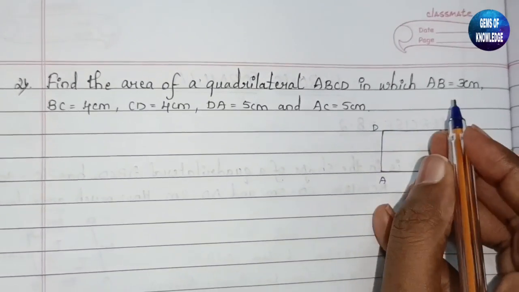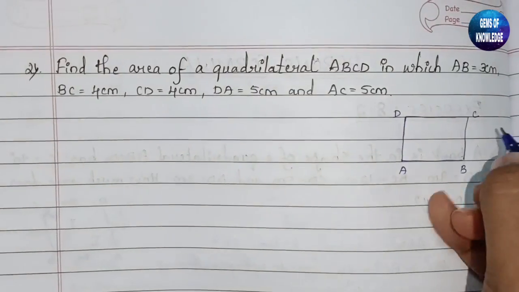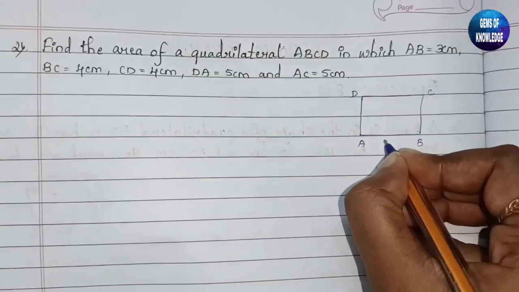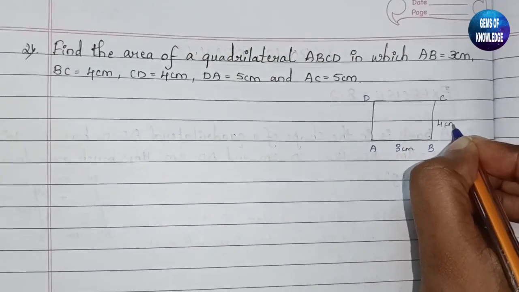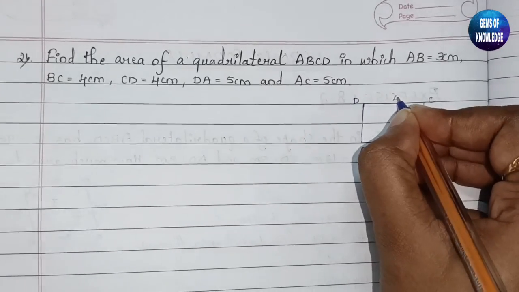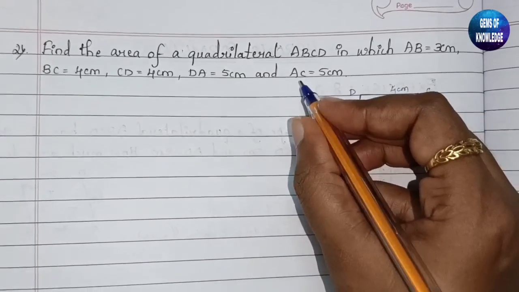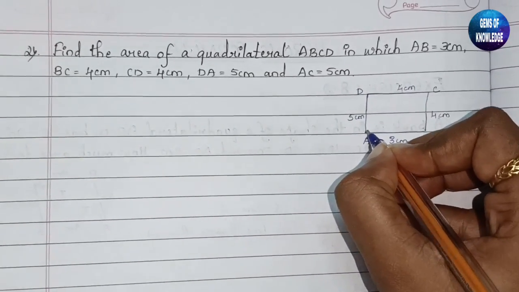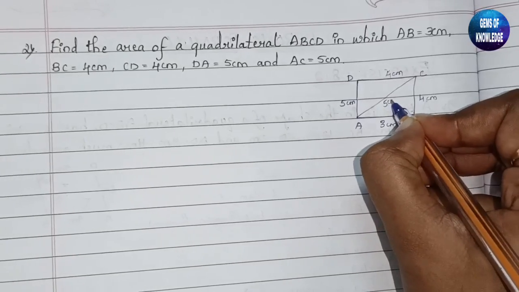Now they have already given us the measurements. Let us draw with the measurements. So AB, they have mentioned it as 3 centimeters, so we'll write 3 centimeter. BC is 4 centimeter. CD is again 4 centimeter. And DA is 5 centimeter, and they have also given us AC is equal to 5 centimeter. So AC, this value, is nothing but 5 centimeter.